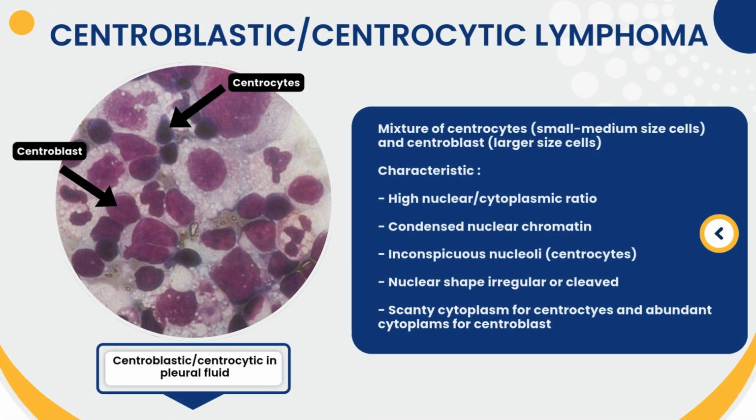The characteristics of centroblastic centrocytic lymphoma are a high nuclear cytoplasmic ratio, condensed nuclear chromatin, inconspicuous nucleoli for centrocytes, and nuclear shape irregular or cleaved. Cytoplasm is scanty for centrocytes and abundant for centroblasts. These characteristics can be found in centroblastic centrocytic lymphoma.